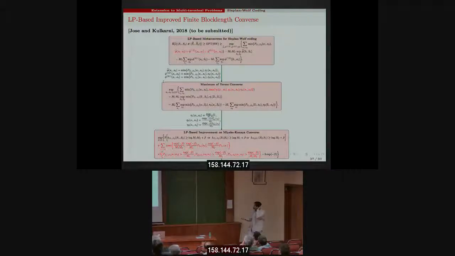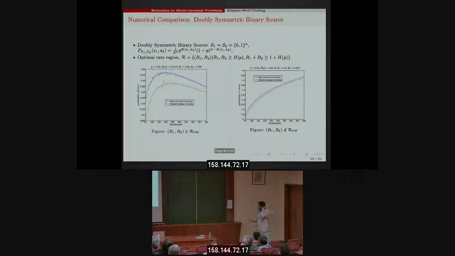So this is the master meta converse. You particularize that, and it gives you a slightly simpler looking meta converse, which is an improvement on the earlier one. Here there is the Miyake and Kanaya converse. Yeah, so you can check that this actually performs quite well.